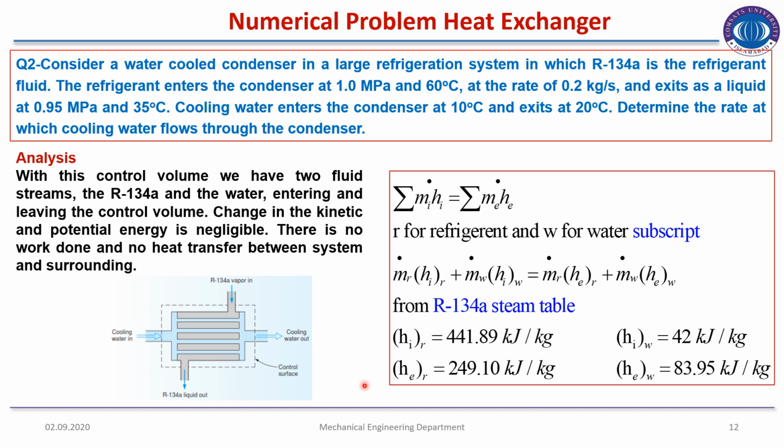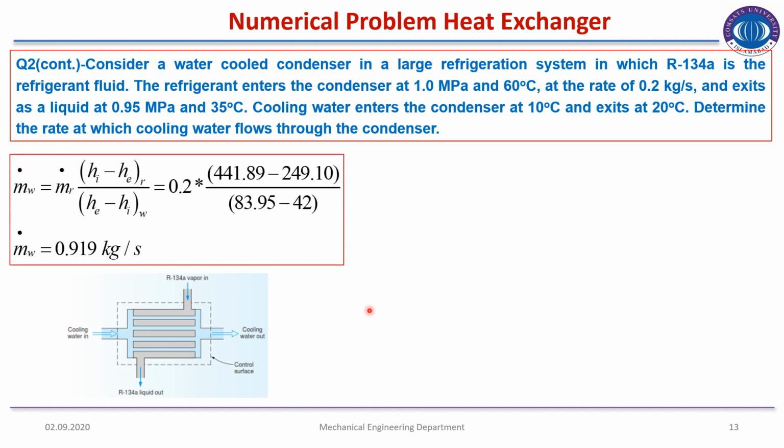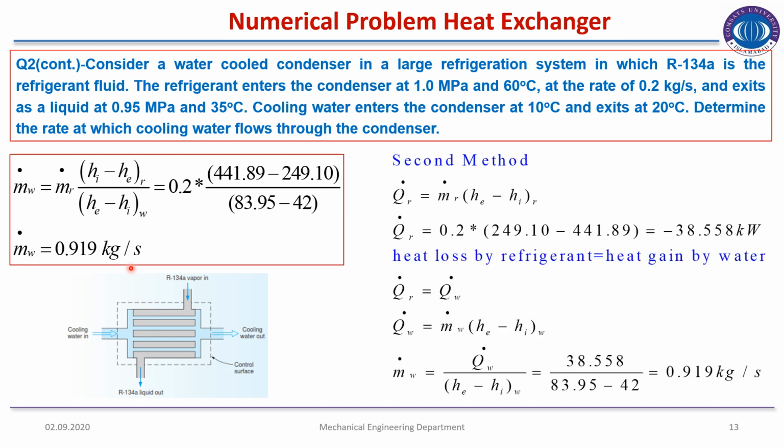Corresponding to these values, we will find the enthalpy from the table for refrigerant R134A. So the values of enthalpies are written. So the mass flow rate of water will be found out. The mass flow rate of water is 0.919 kg per second. So there is another method.